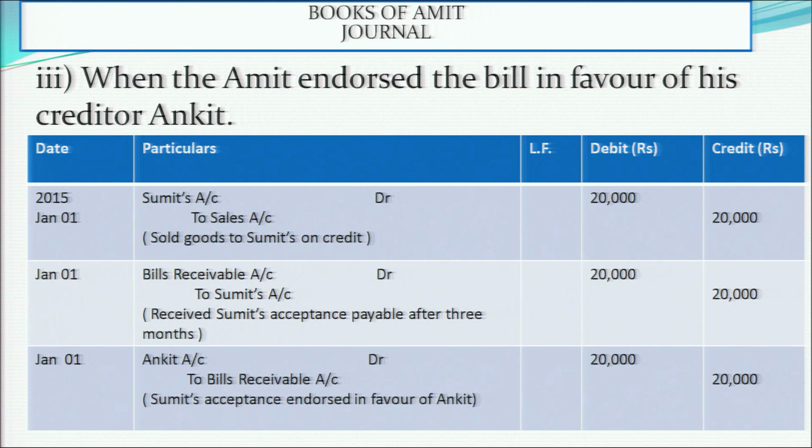When Amit endorsed the bill, Amit gave it to one of his creditors, Ankit. He wants to settle his dues, so he has given that 20,000 rupees. He wants to give the 20,000 rupees to Ankit because Ankit was asking for it. So what he has done, he has given that same bill to Ankit.